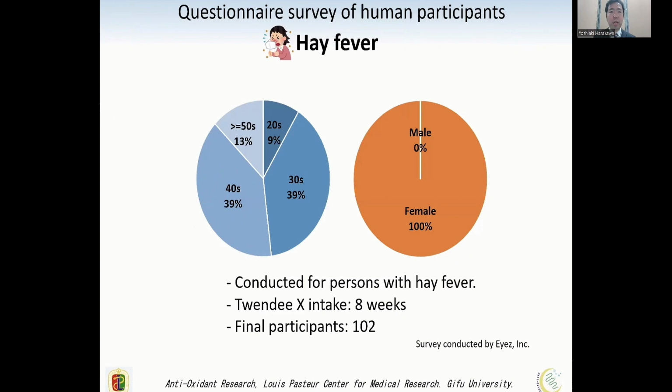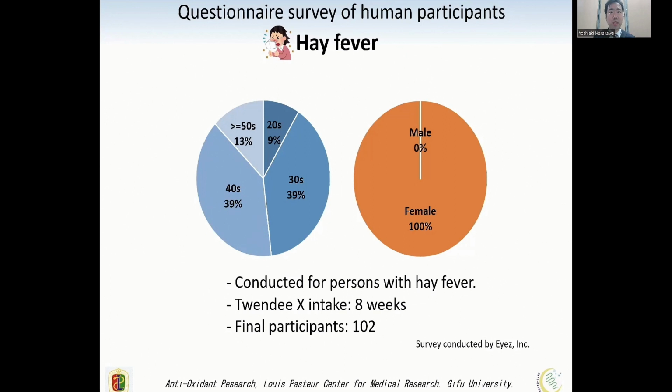From here, I would like to report the result of a questionnaire survey conducted on humans. Participants suffering from the typical allergic diseases mentioned earlier were recruited via the internet, asked to take 20X for a certain period of time, and to evaluate by self-report whether the allergic symptoms had improved. All of the following surveys were commissioned to a survey company.